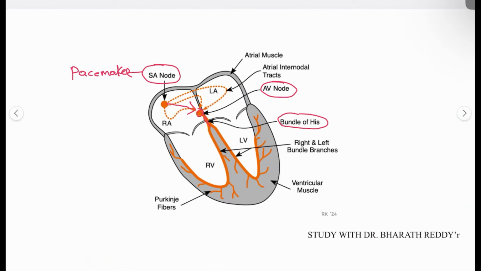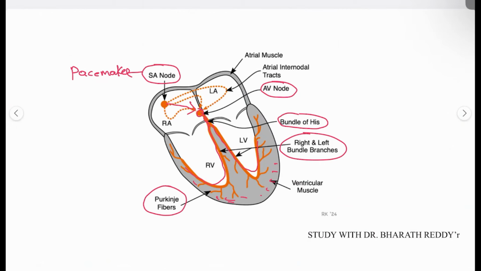After the AV node, through the bundle of His, more and more electrical activity will reach the ventricle side. From the bundle of His, it will be divided into the right bundle branch and the left bundle branch. Here you can see this is your right bundle branch and this is your left bundle branch. From the bundle branches, there are Purkinje fibers, and this will be transmitted to the entire muscular tissue of the cardiac muscle.